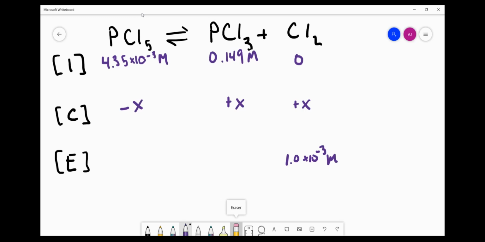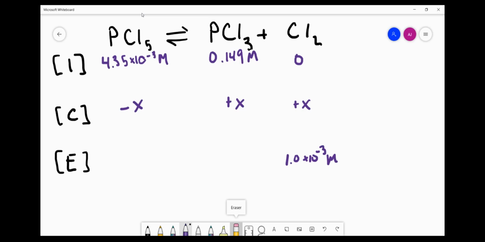So I don't know how much is going to change here. So this is what the variable x is going to be used for. It's expressing the change from the initial to the equilibrium concentrations. The signs on the reactant side and the product side have to be opposite. If you don't know which direction the change is occurring, just choose opposite signs. It turns out it does not matter at all.